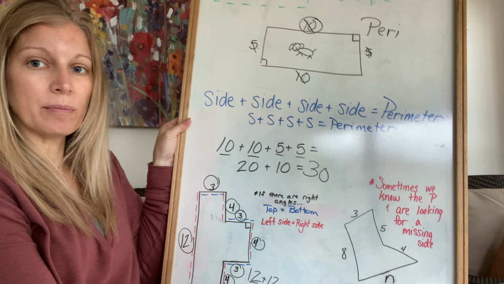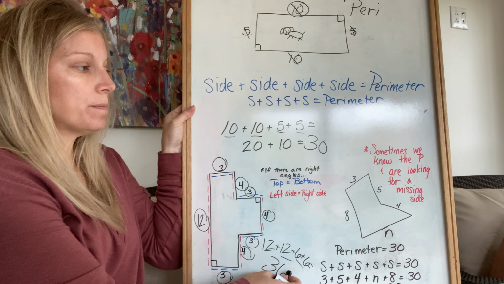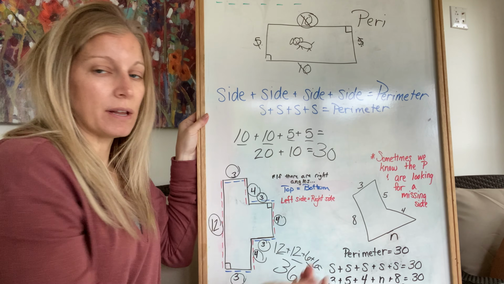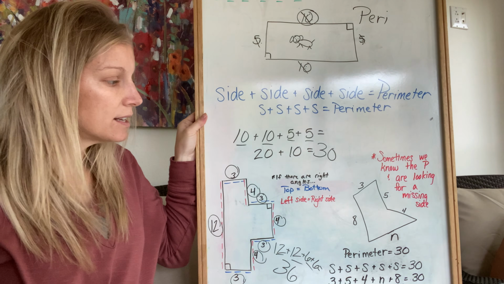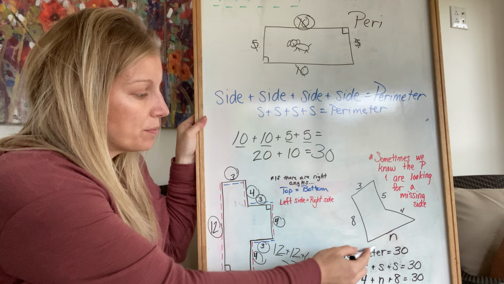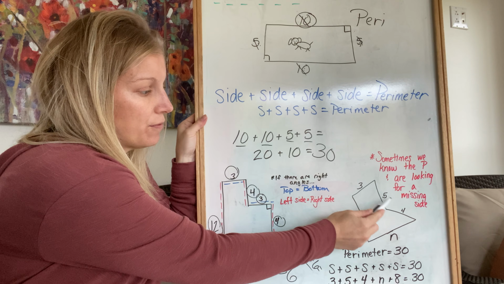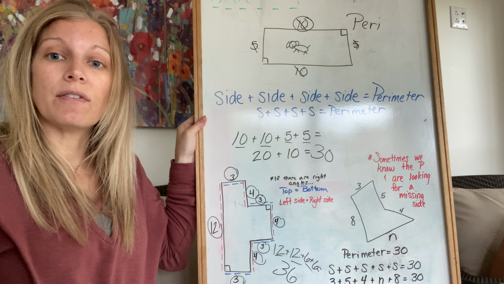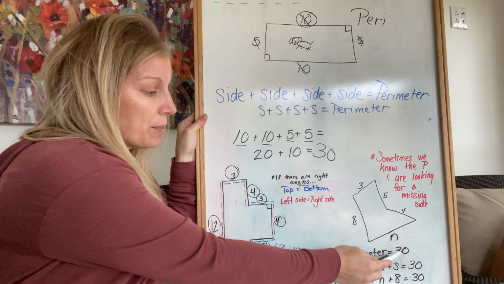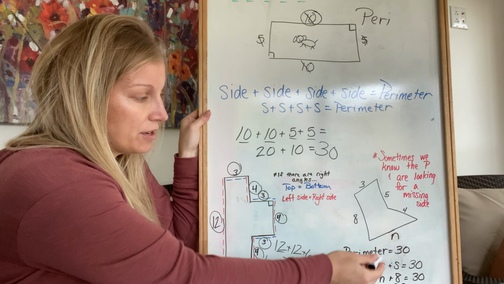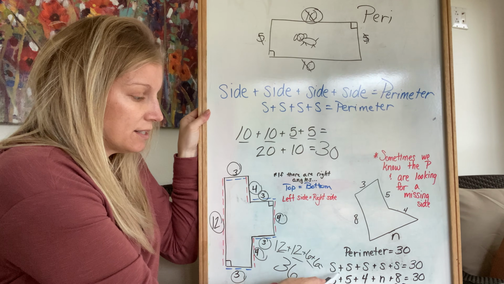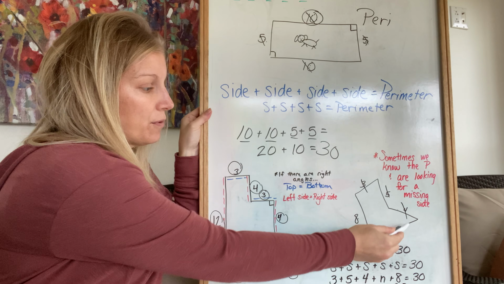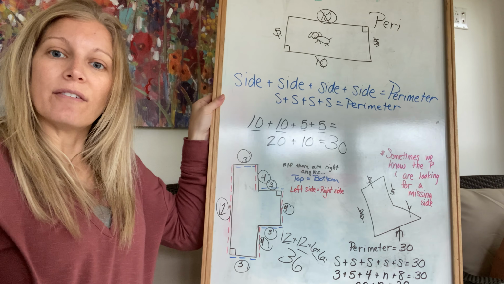Sometimes we know the perimeter of a shape. We're looking for a missing side. Now this is a very awkward looking shape, but we can still find the perimeter because they're all straight sides. If we know the perimeter, so we have this shape, we have 3, 5, 4, n, and 8. N is just a variable of a number we don't know. But we know that the perimeter is 30. So I take all the numbers I know, there's 5 sides, and add them together. So 3 plus 5 plus 4 plus n plus 8, I have at the very bottom there.